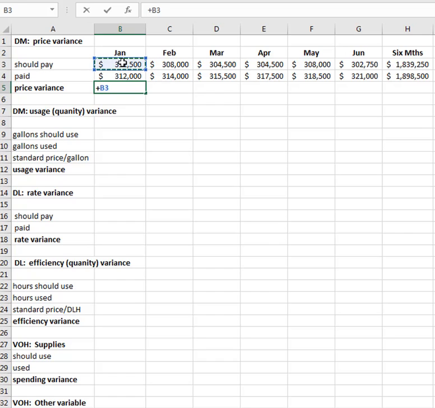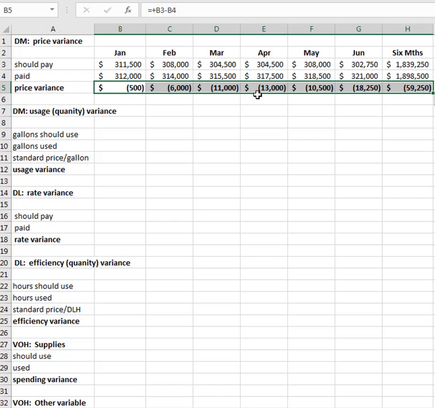All right, so what should they have paid minus what they did pay? So negative here would be overpaying, and positive would be paying less. So in every month, it looks like they paid more than $3.50, and in some months substantially more than $3.50.